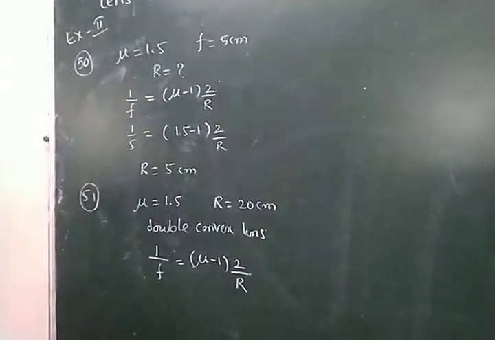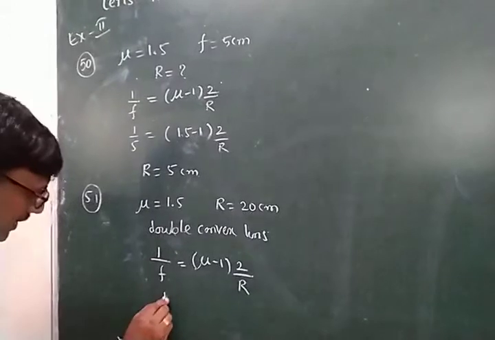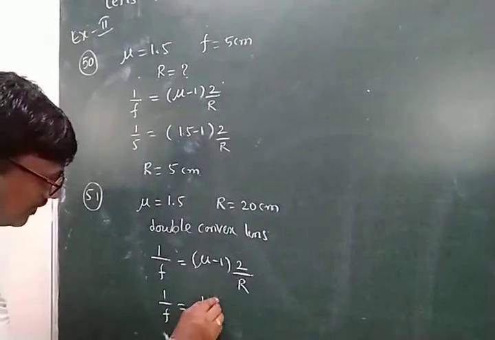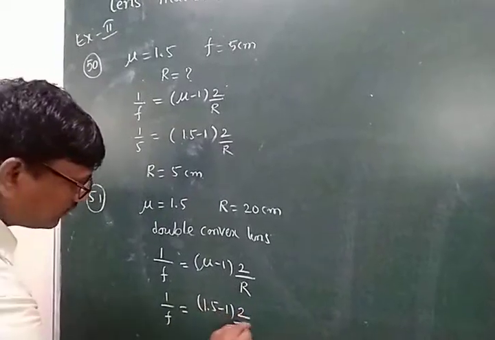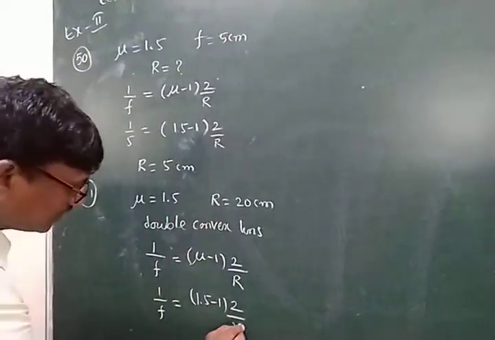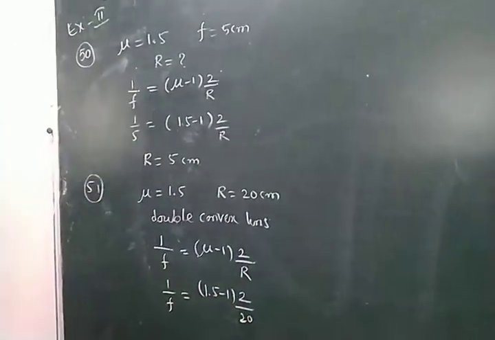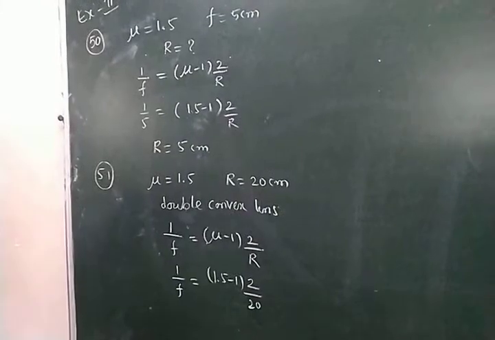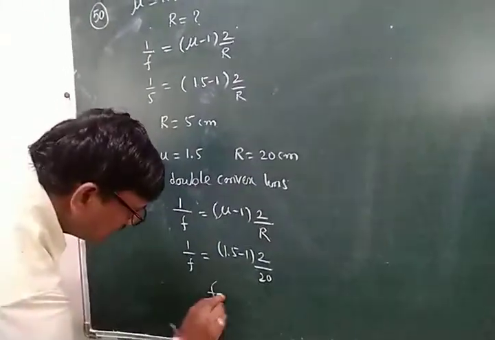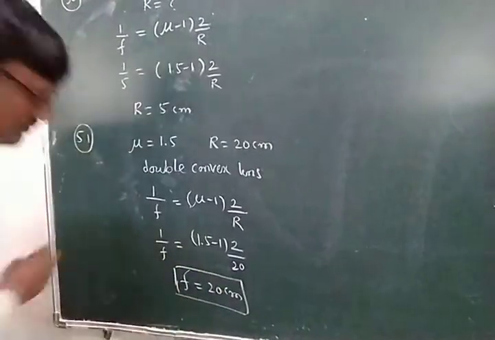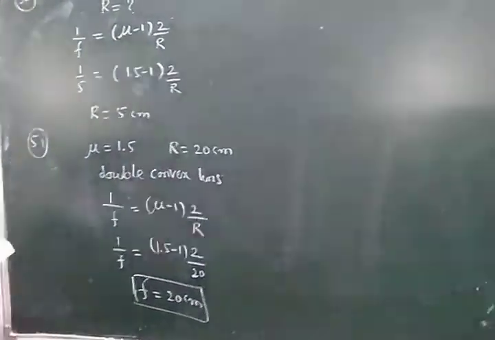Again the same principle. Here we can find 1 by f is equal to (1.5 minus 1) into 2 by r, where r is the radius, given as 20 centimeters. 0.5 into 2 is 1, so 1 by 20. That means f is equal to 20 centimeters. The focal length is 20 centimeters.